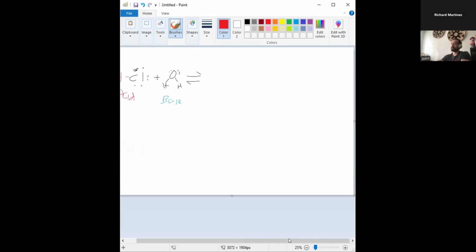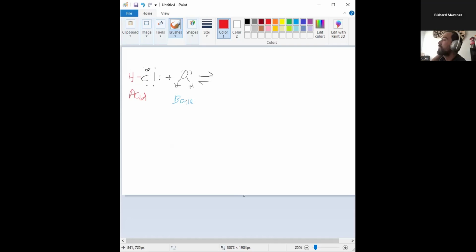Zoom out a little bit. Okay, so with this, we're going to notice that this proton is going to be removed and plucked off and given to the base. Okay, we'll start there. We have two. But now, instead of water, we have an additional proton.